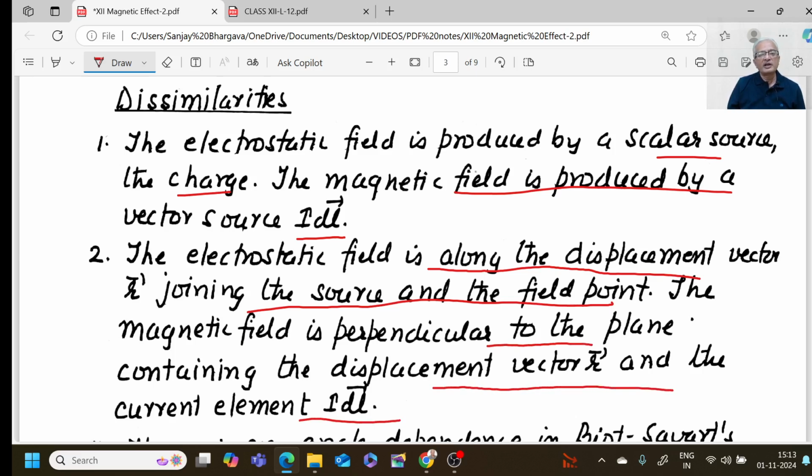So when it comes to the directions, then also we find a big difference between them. The electrostatic field is always along the direction of displacement vector r. R means vector which would be joining source charge to the field point, while the magnetic field is perpendicular to the plane containing displacement vector r and the current element IDL.